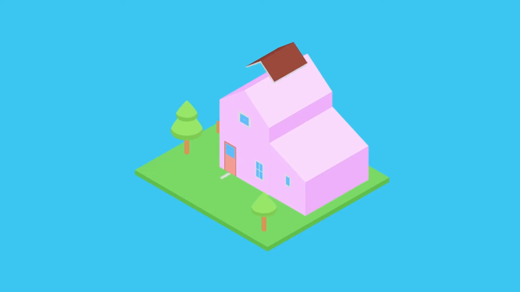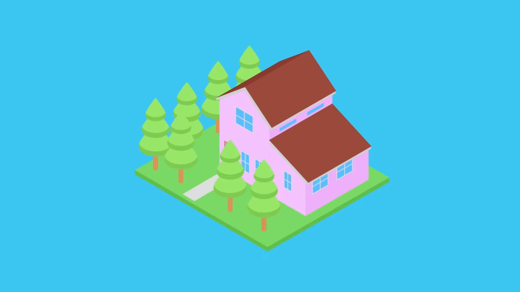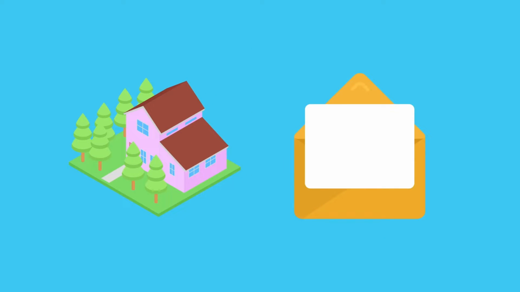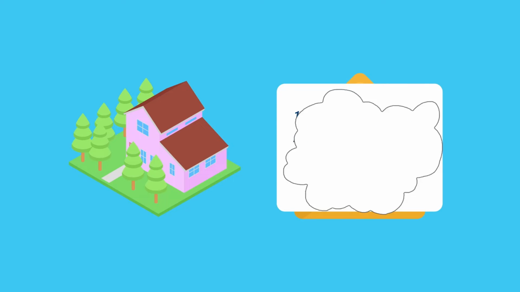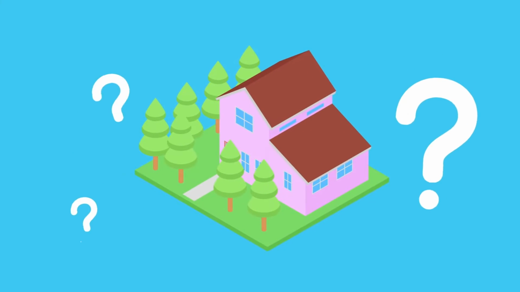Today we are looking at the government survey system. Why do we have a government survey system? Well, usually when you tell someone how to find a property, you give them a street address. Like the address on a letter, 1234 PrepAgent Street, Austinville, USA. That sort of thing. But what if there is no address? And what if there are no streets?